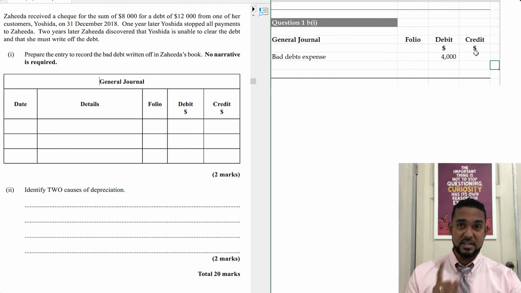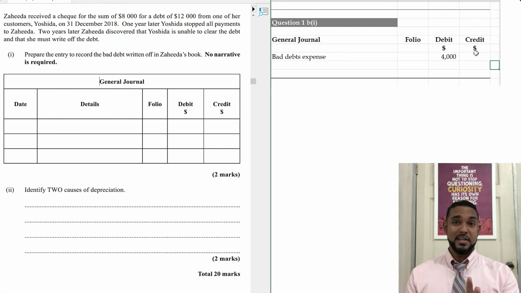A debt is classified as an asset. Now, I know most of you think, well, an asset is something we own. Yes, but we don't own Yoshida, all right? There's an extension to the definition of an asset that says an asset is also any benefit that the business can reasonably expect to receive within the foreseeable future, arising out of some past transaction. So that's exactly what an account receivable is.